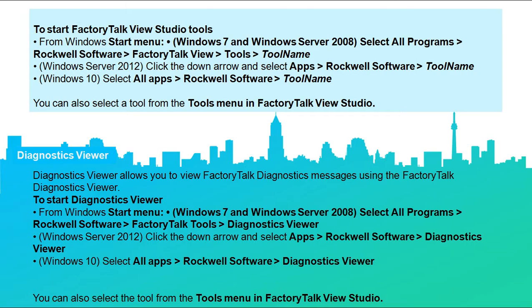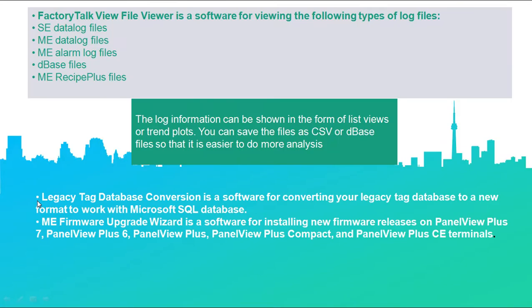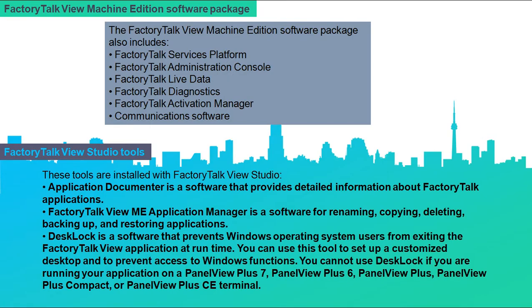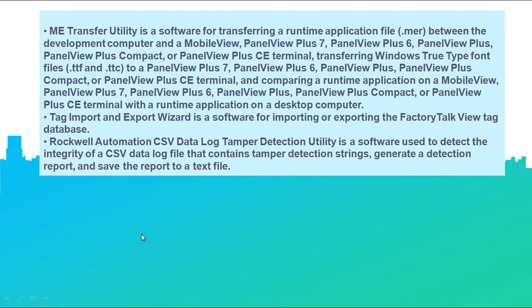Windows Server 2012: click the down arrow and select Apps, Rockwell Software, then the tool name, whatever tool you are using there, Talk Studio or whatever. Windows 10: select the app and tool name, whatever name you have. There is a name in FactoryTalk View Studio. It can also be a tool from the Tools menu in FactoryTalk. There are different tools we have discussed there, like Application Documenter or FactoryTalk tools. So you can select these over there.